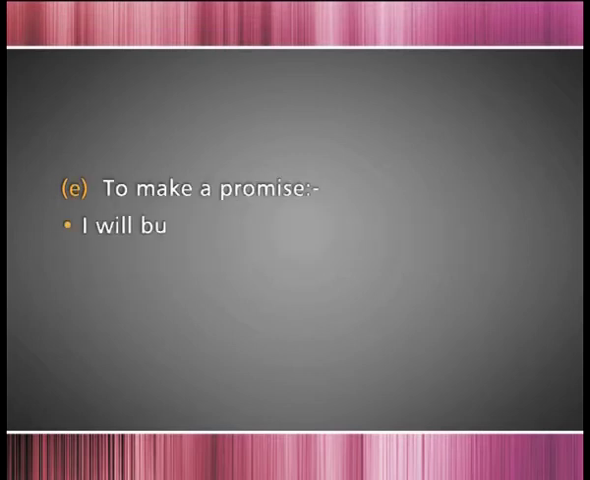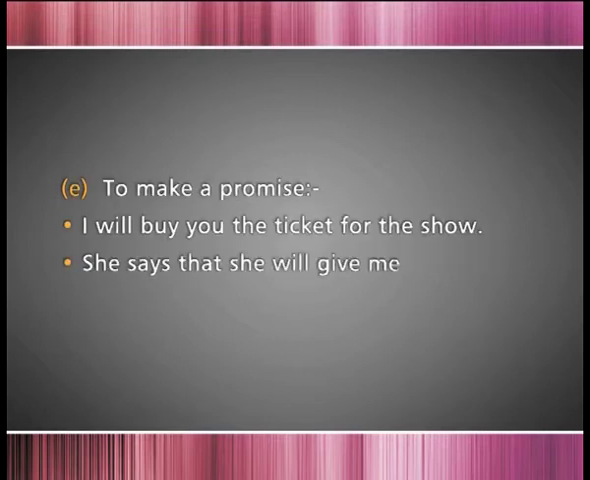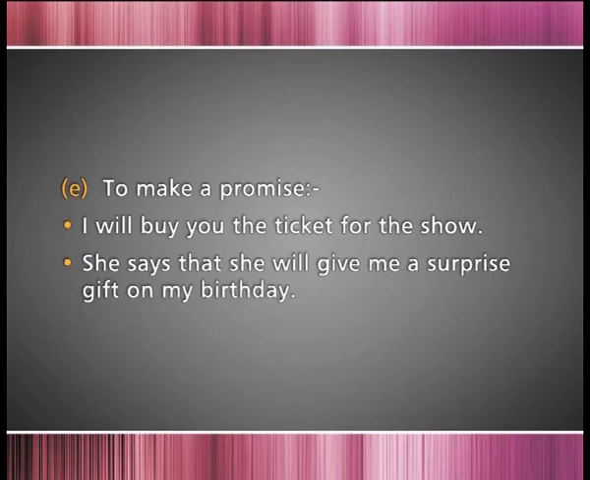E. To make a promise. I will buy you the ticket for the show. She says that she will give me a surprise gift on my birthday. The future is expressed in all these sentences with shall or will plus the bare form of the verb. Shall is used with the first person I and we, and will is used with the second and third persons.